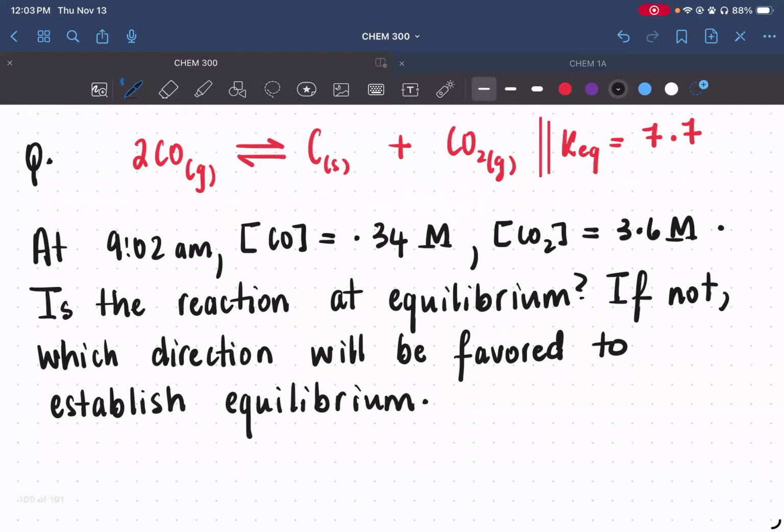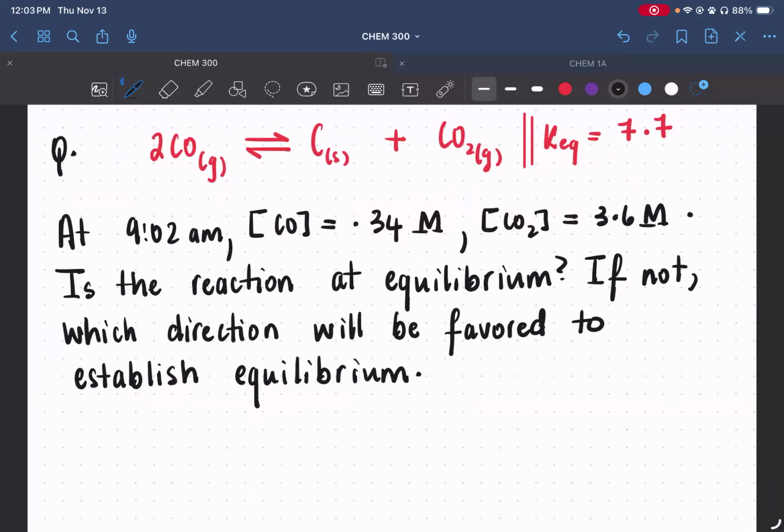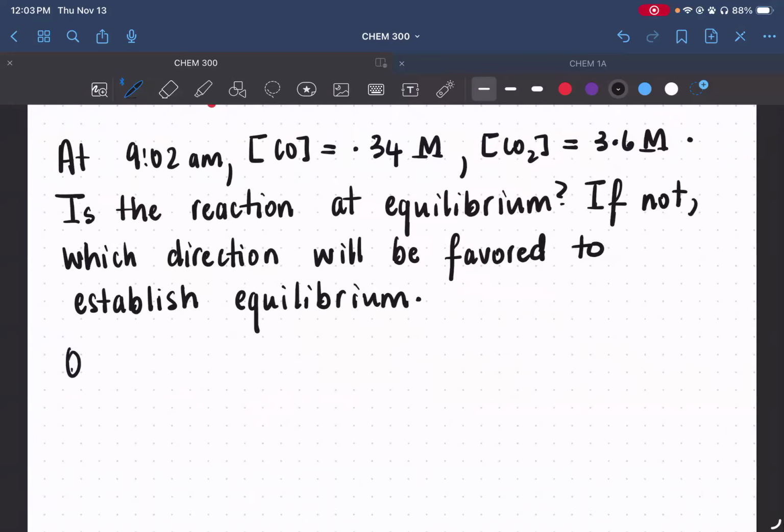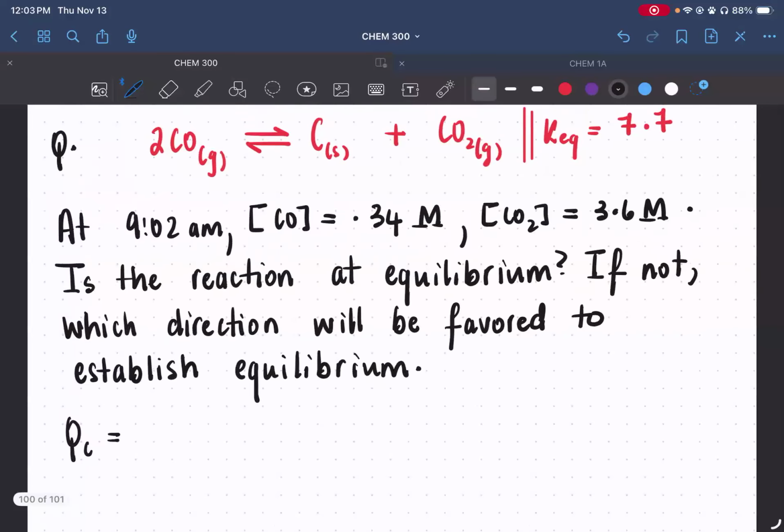So obviously, this is a two-part question. Is it at equilibrium? And then if not, which direction? We're just putting it into one single written question. To determine if this is at equilibrium, the first thing we have to do is calculate the reaction quotient. The reaction quotient is equal to the products divided by the reactants raised to their stoichiometric values.